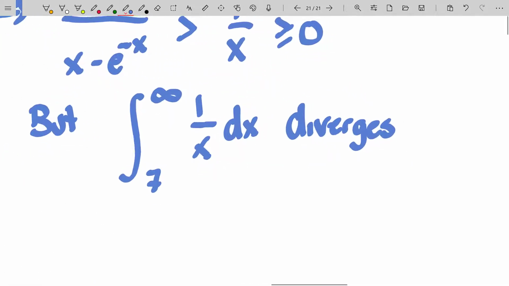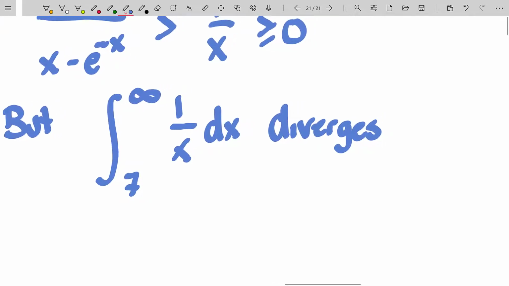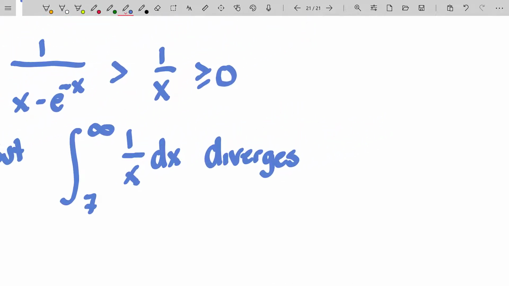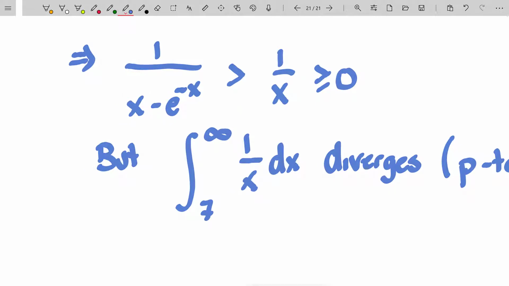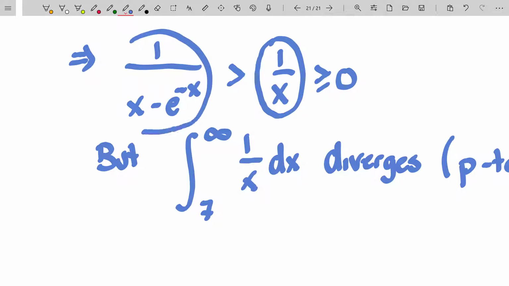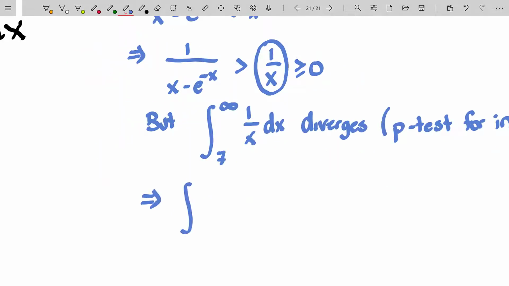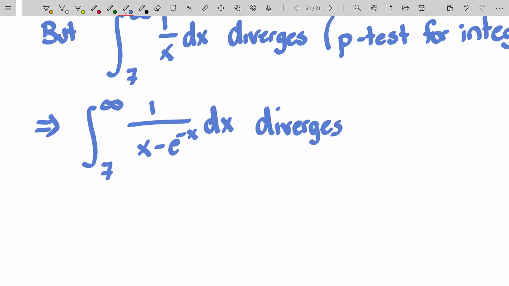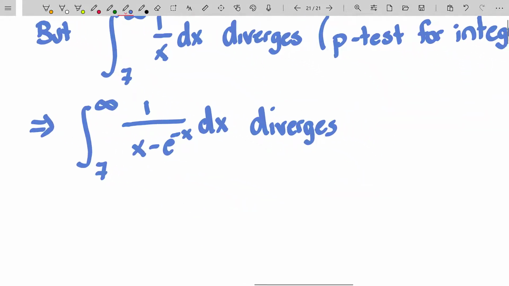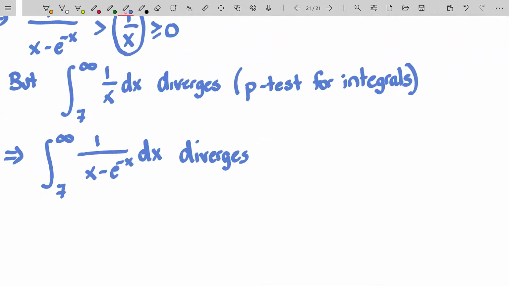And we know that the integral of 1 over x from 7 to infinity diverges. It diverges actually by the power test for integrals. But now that we stated that, if the area underneath this curve grows to be infinite or diverges, and you have another curve that's greater than that, then the curve that's greater has to also diverge. And therefore, the integral from 7 to infinity of 1 over x minus e to the negative x dx diverges, and that will be by the integral comparison test.